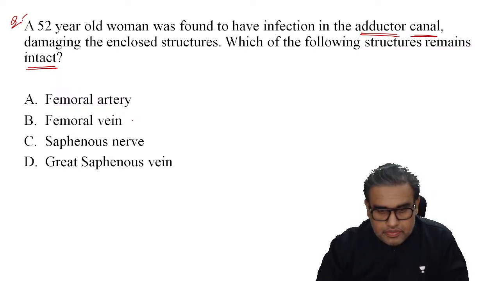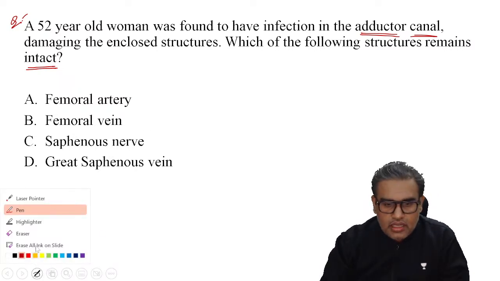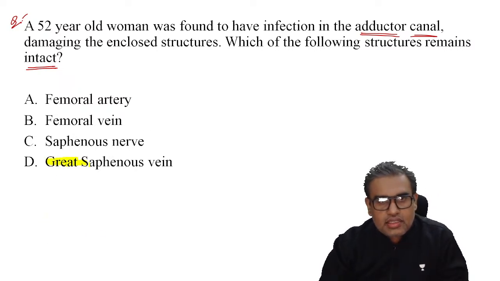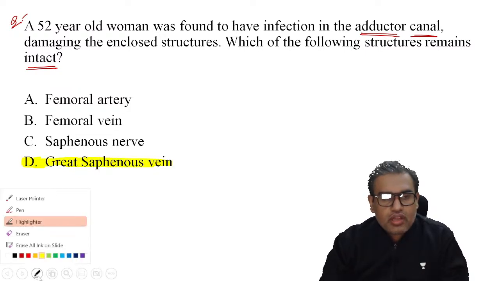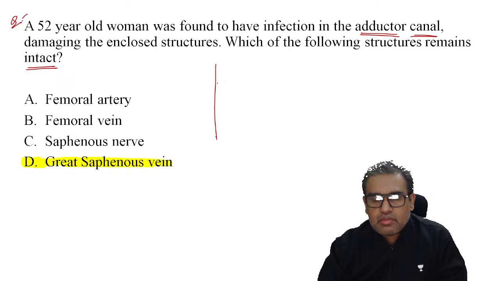So adductor canal. There are a lot of structures in the adductor canal. Yes, Vibes, you are absolutely correct. Shyam is also joining you. Answer is great saphenous vein, without a doubt. Let's look at a little bit of anatomy. If you look on the left side, this is the midline. On the left side, this is your femoral triangle.